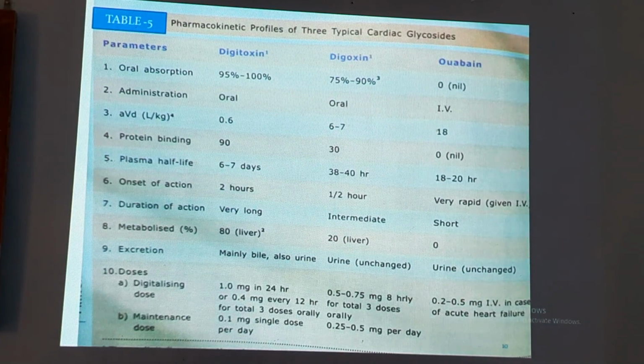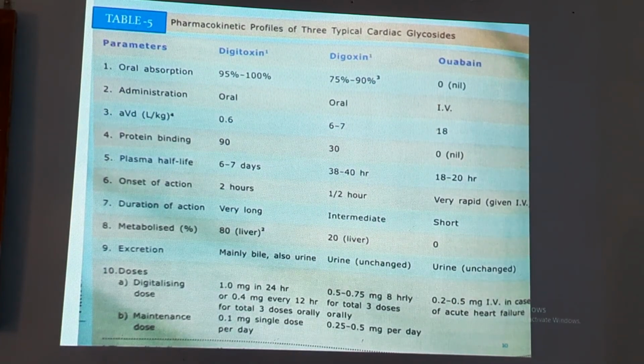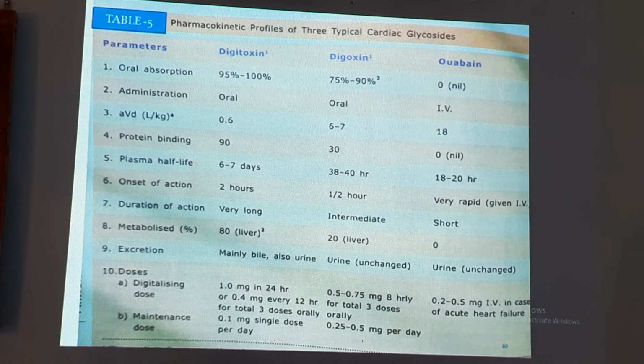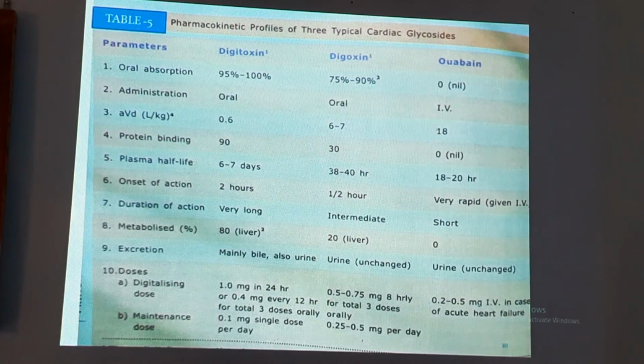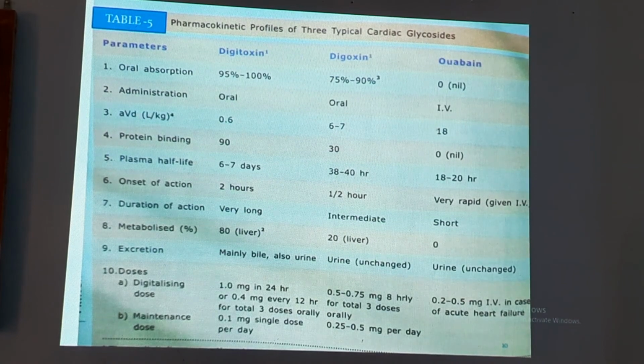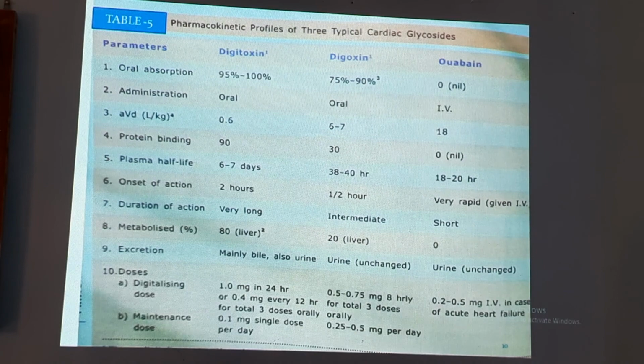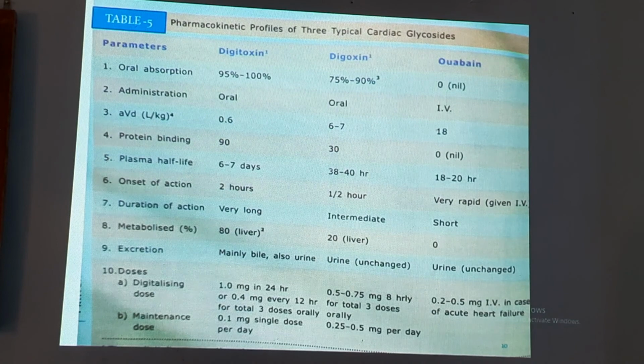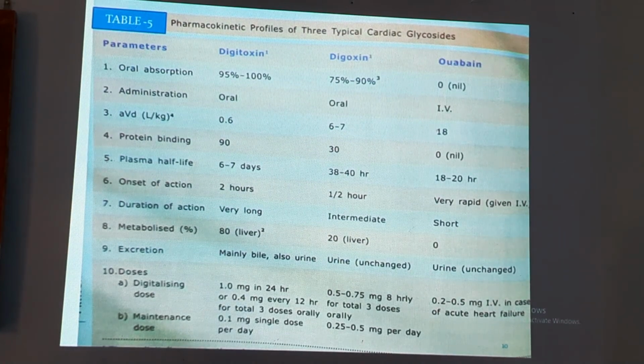Plasma half-life is 6 to 7 days for digitoxin, 38 to 40 hours for digoxin, and 18 to 20 hours for ouabain. Onset of action for digitoxin is 2 hours, for digoxin it is 30 minutes, and for ouabain very rapid action within minutes is obtained. Duration of action: digitoxin very long, digoxin intermediate, and ouabain has short action.